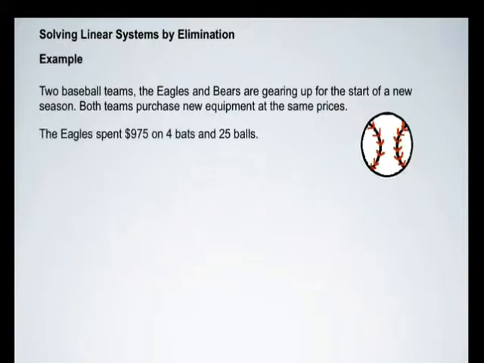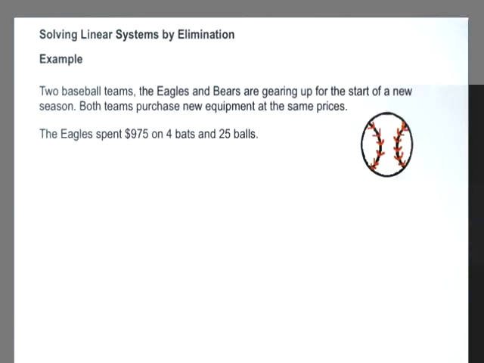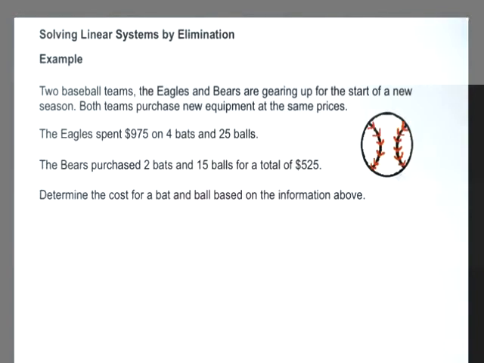Now, the Eagles spent $975 on 4 bats and 25 balls. The Bears purchased 2 bats and 15 balls for a total of $525. So we're going to determine the cost of a bat and a ball based on the information that we're given. So we're going to let X represent the price per bat, and we're going to let Y represent the price per ball.